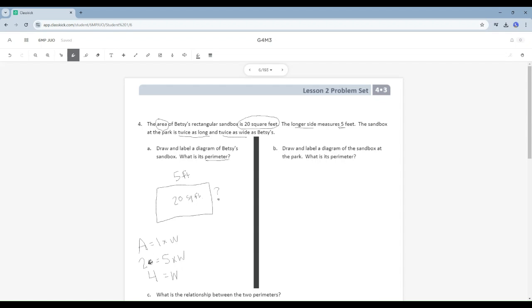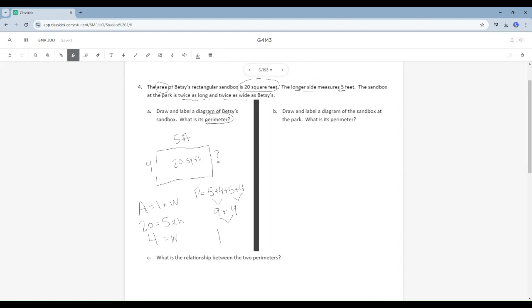4 times 5 gives me 20. 20 divided by 5 gives me 4. So this is over here. And we need to find the perimeter. So perimeter is equal to 5 plus 4 plus 5 plus 4. 5 plus 4 is 9. Plus 5 plus 4 is 9. And 9 plus 9 is equal to 18, and in this case, we're looking at feet as our unit.